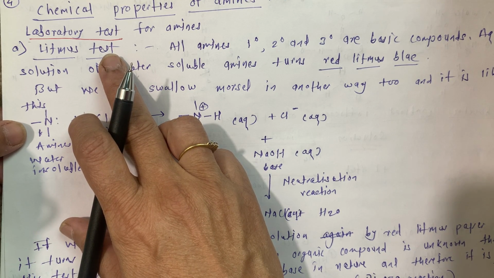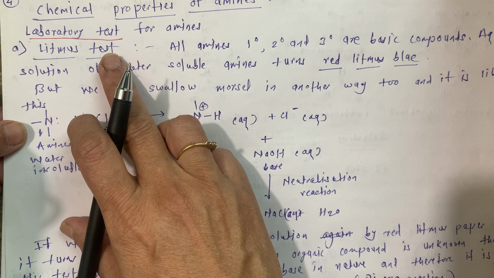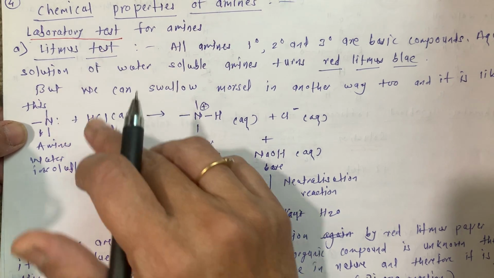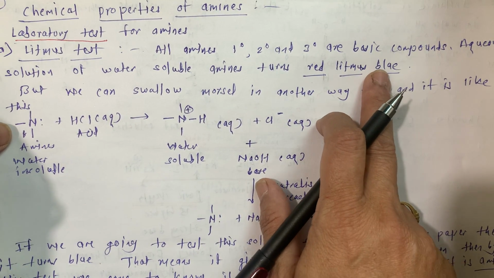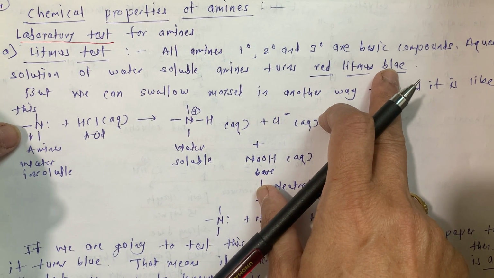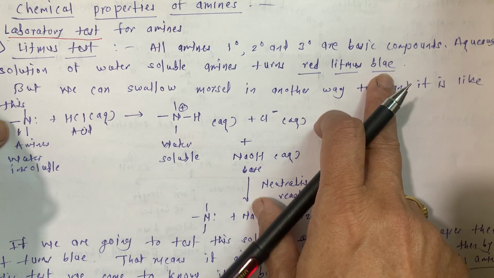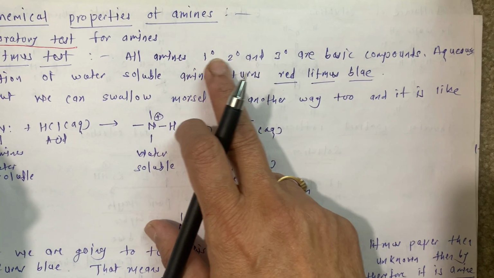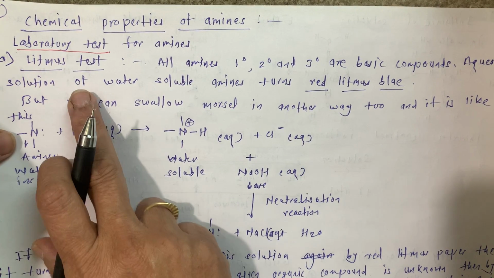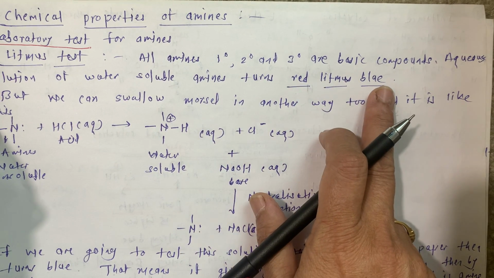We know that in the litmus test, when blue litmus turns red, we say the compound is acidic in nature. When red litmus turns blue, we say the compound is basic in nature. And we know that amines are basic in nature, meaning definitely the observation is red litmus turns blue. So all amines, that is the primary, secondary and tertiary, are basic compounds. The aqueous solution of water soluble amines will show red litmus turns blue.